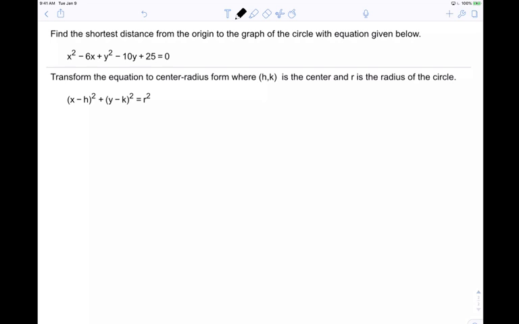So we have this equation of the circle, and the first suggestion is to transform the equation to center radius form, where h comma k is the center, and r is the radius of the circle. One of my mentors suggested that every time we use a formula, write it down. I know we have it there, but I'm going to write it anyway, because the repetition is what locks it into our memory. The center radius form of a circle is x minus h squared plus y minus k squared equals r squared, right?